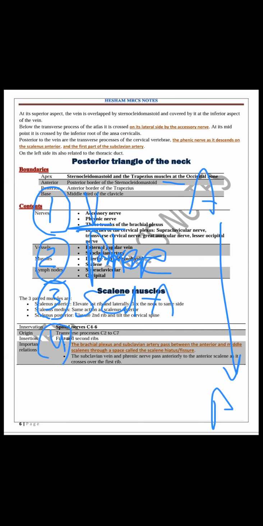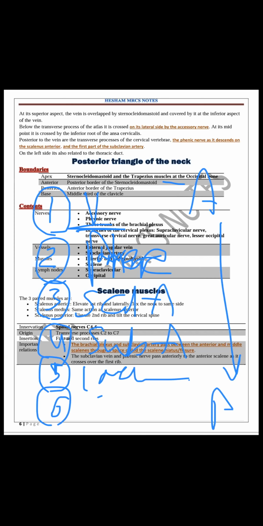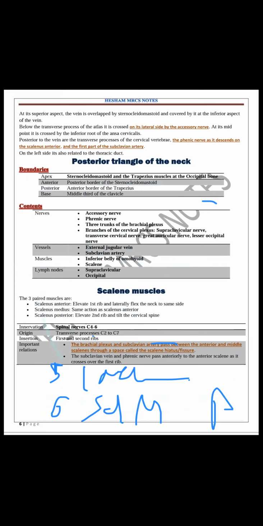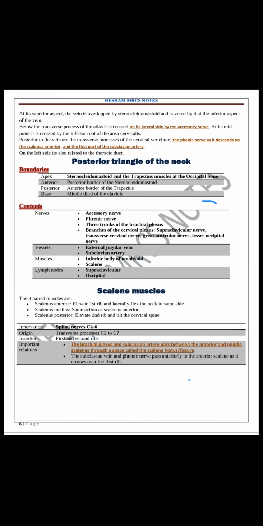Then you have structures between scalenus anterior and medius. What are these structures? They are the subclavian artery and lower trunks of the brachial plexus, then you have scalenus medius. So what's all anterior to this scalenus medius is the content of the posterior triangle: subclavian vein, phrenic nerve, scalenus anterior, then subclavian artery and lower trunks of the brachial plexus. This is the arrangement of the structures related to the scalene muscles. Let's go to the next page.